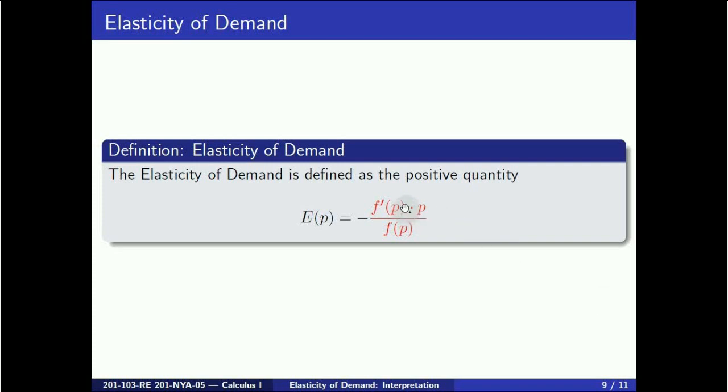Because the demand function is decreasing, the function f of P will also be decreasing, and its derivative will always be negative. Therefore, minus f prime of P will be a positive number, and P and f of P represent unit price and demand, and are also positive quantities. Overall, this makes the elasticity of demand a positive quantity itself. It ultimately represents a percentage decrease of the demand. I guess economists added the negative sign in the definition to avoid having to work with negative percentages.